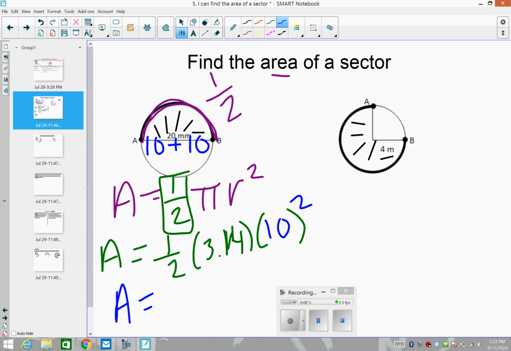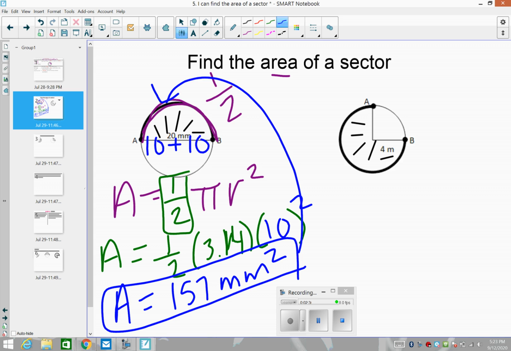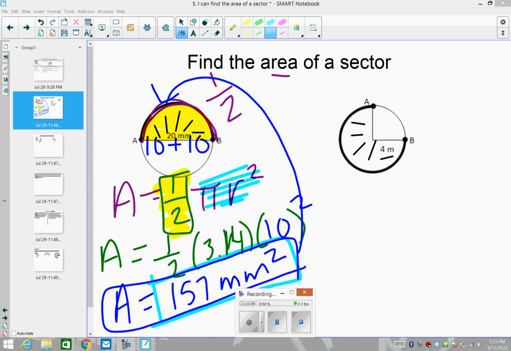So type it in, do it. You can do it. Come on. Gives us 157 millimeters, and we're talking area, so it's squared. So that is the area of just the highlighted section, not the entire area, because we took 1/2 of the area. So 1/2 of the area is 157 millimeters squared. So that'd be your area for that first problem there. That first one done. There we go.